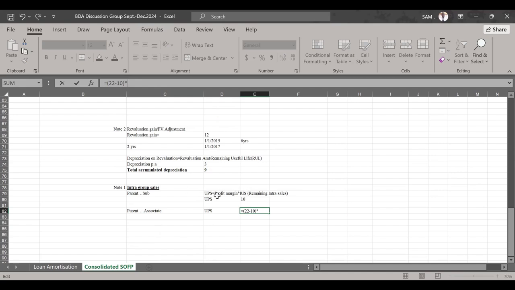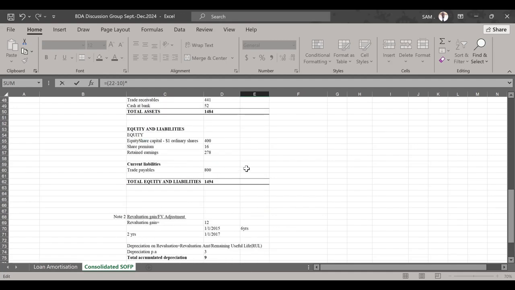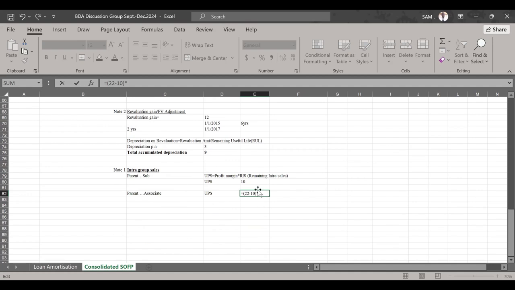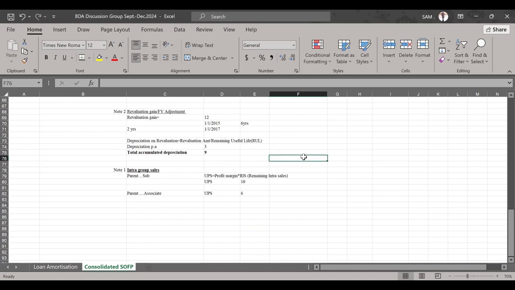You see this formula that I gave you here, where we only take the portion of remaining intra-sales. In this case, we are told half of the goods had not been sold by year end. So we can just multiply that by 0.5 or just take half of it. And that gives us the 6 million. That 6 million is the UPS between the parent and associate. But I will highlight this. I believe someone who is following knows why I'm highlighting that. Parent and associate, 6 million.